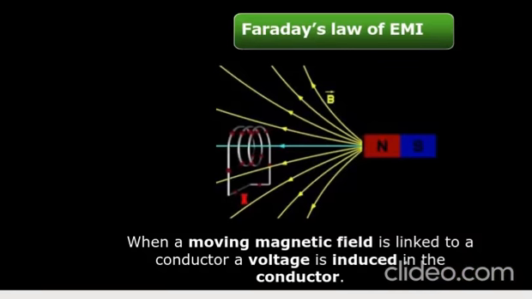So it was a law, Faraday's law of EMI, where EMI is electromagnetic induction. When a moving magnetic field is linked to a conductor, a voltage is induced in the conductor. So when magnetic fields are moving and linked with a conductor, some amount of voltage is induced. I'll explain this law of electromagnetic induction with the help of a simulation very soon.